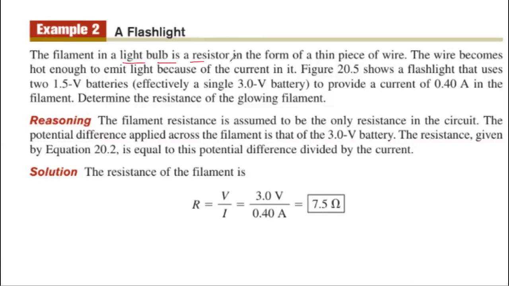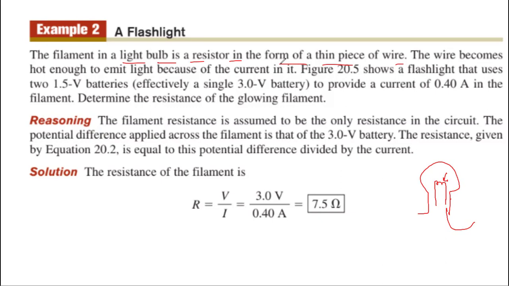The filament in a light bulb is a resistor in the form of a thin piece of wire. You must have seen the bulb, right? And then there is something like this, which is called the filament. It is a resistor only, a thin piece of wire. The current flows through this metal piece and raises its temperature. It becomes hot enough, and when it becomes hot enough, it starts to glow.